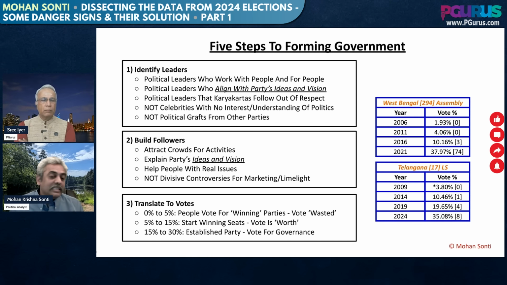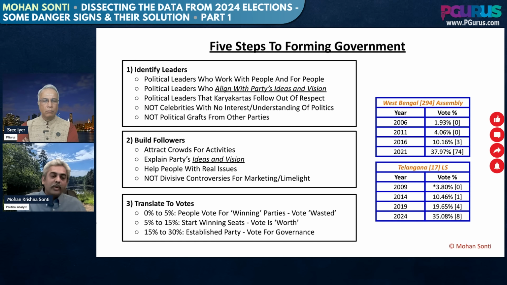The third one is to translate that to votes. If you see many parties at 0 to 5%, it's very, very difficult to go above that, because people vote for winning parties. You can see that in many states, whether it's Andhra Pradesh, Telangana, Tamil Nadu, and many others, people would not vote because they think the vote is wasted. I know people who really love BJP, but they say that vote is wasted, he's not going to win anyway, right? So this is something which needs to be addressed, and this percentage does matter.